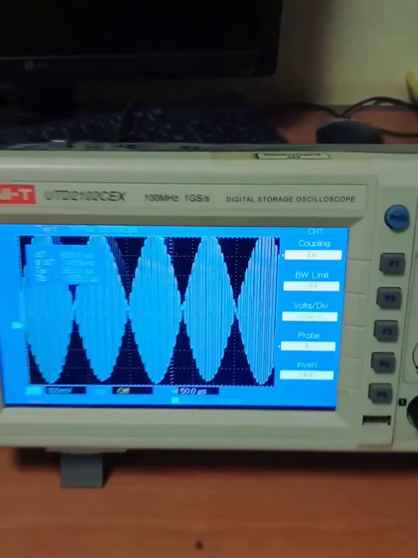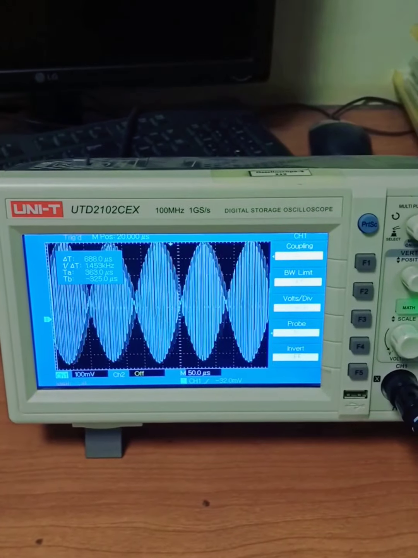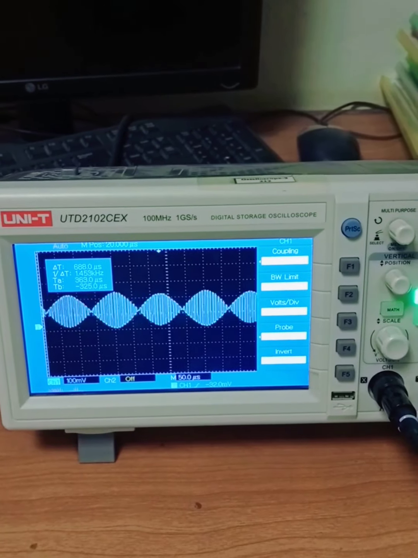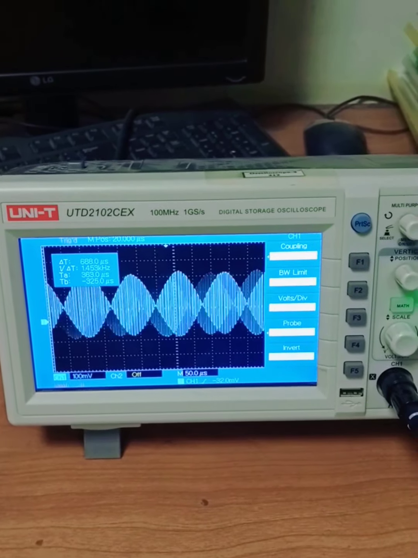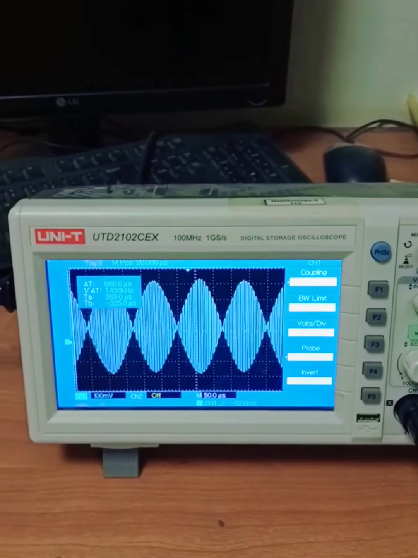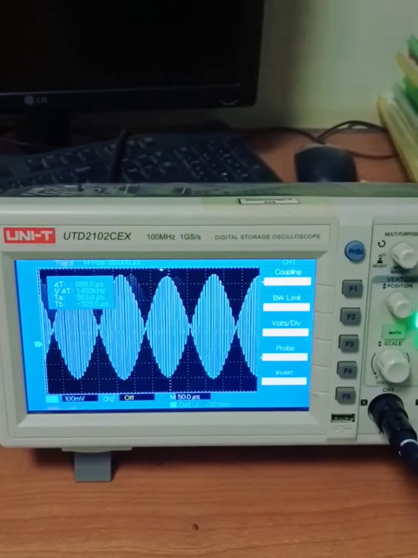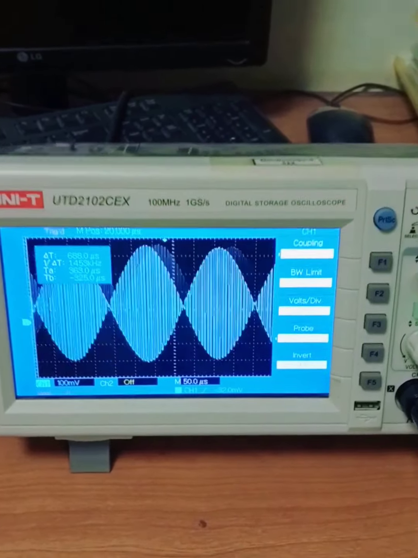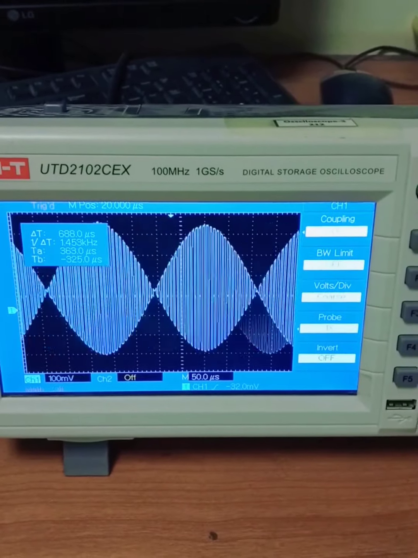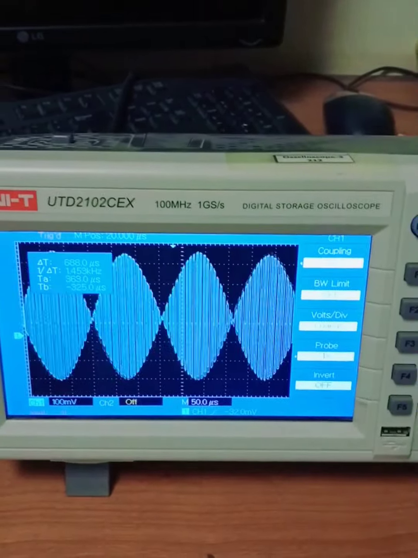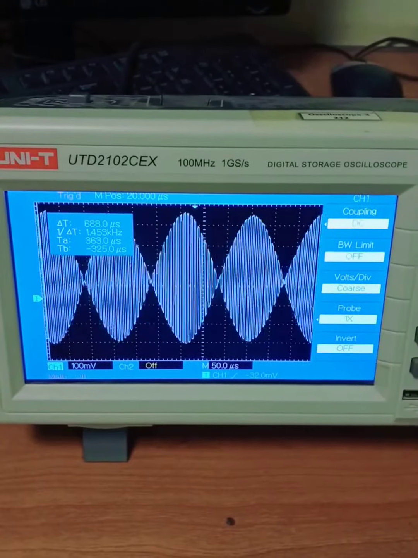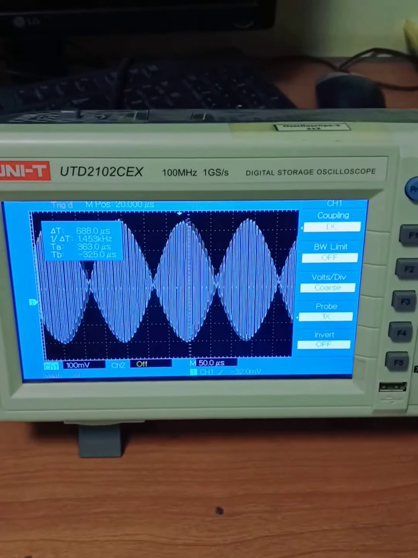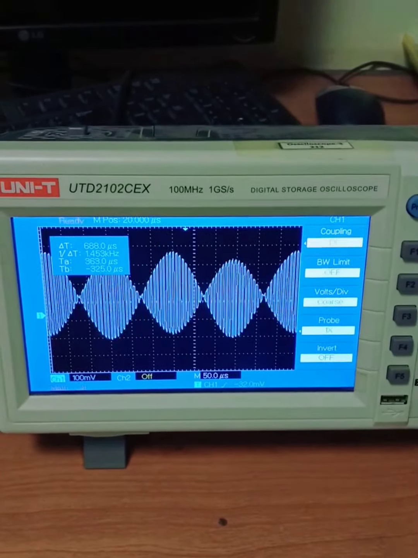Okay, if I am changing the amplitude of the message signal, our AM modulation signal will also vary. You can see as I am changing the amplitude, the AM modulated signal is also varying. Also by varying the frequency of the message signal, the AM modulated signal also varies. You can see here clearly.